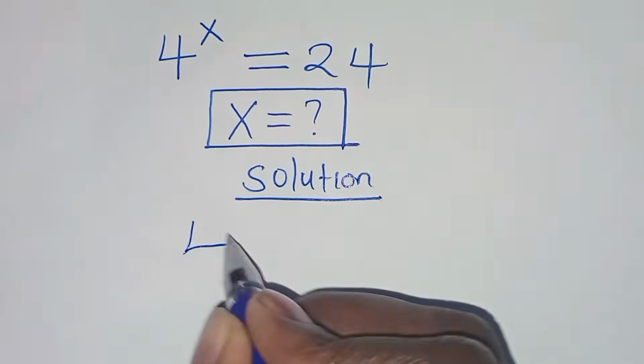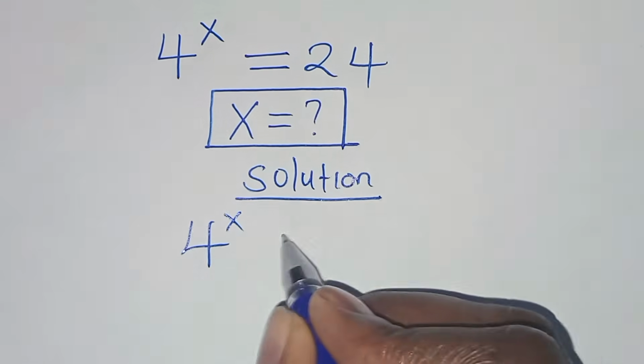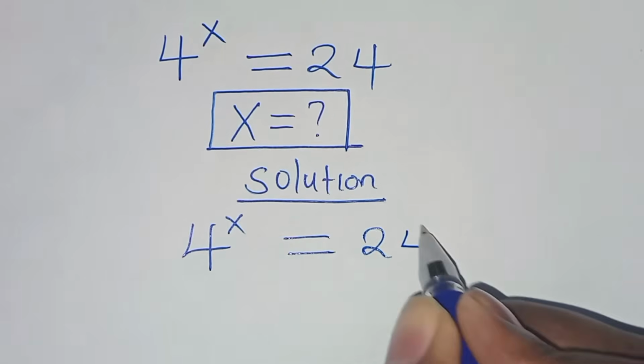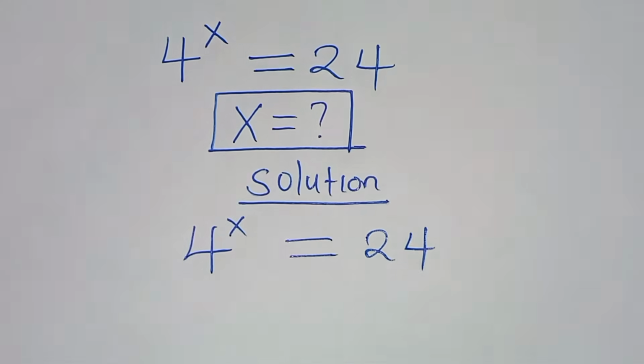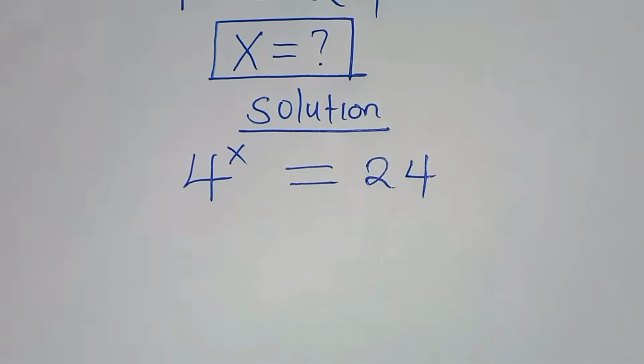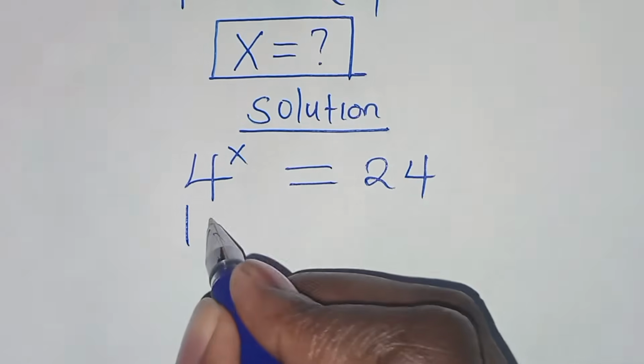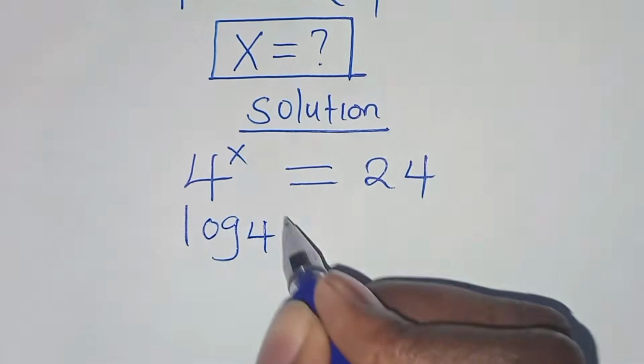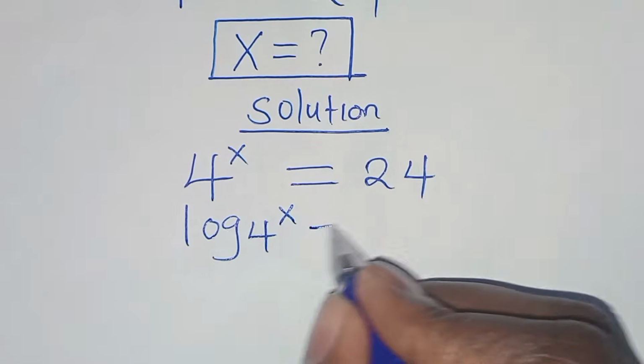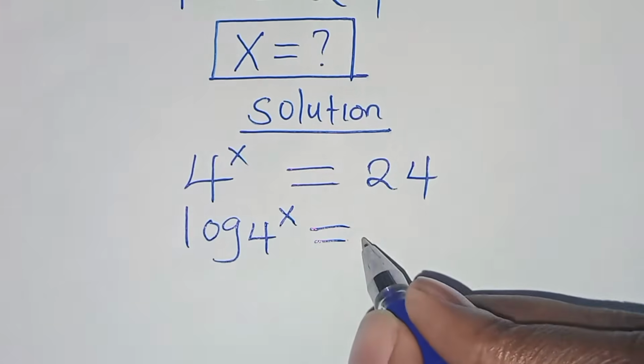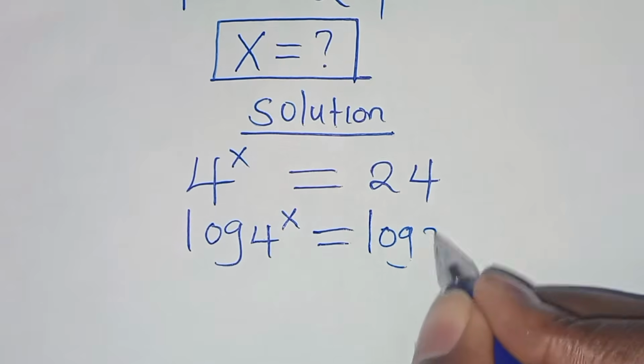We have 4 to the power of x equal to 24. To solve for x, let's introduce logarithm. We have to introduce logarithm on both sides, so that we have log 4 to the power of x equal to log 24.